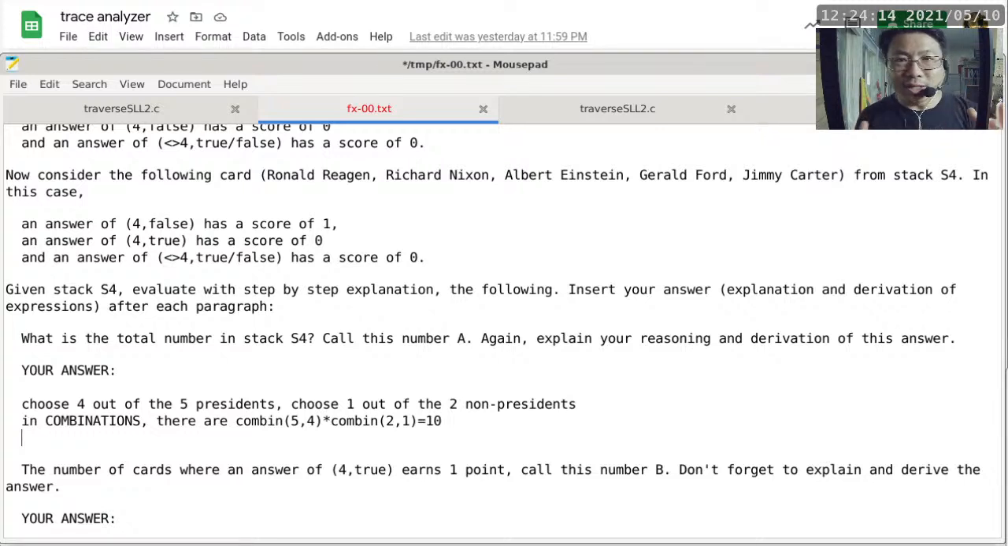And it kind of makes sense, because if you think about it in the reverse way, we just have to leave out one of the presidents, right? Because we have to leave out exactly one president, and there are five ways to leave out one of the five presidents. And then we have two non-presidents, and we have to choose one of them. So there are two ways to choose one of the two non-presidents. So intuitively, 10 makes sense.